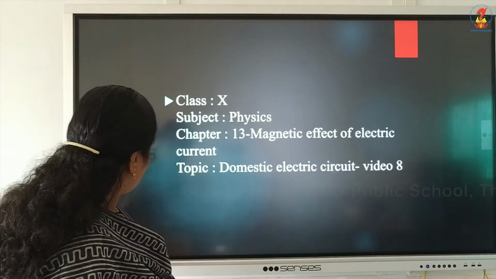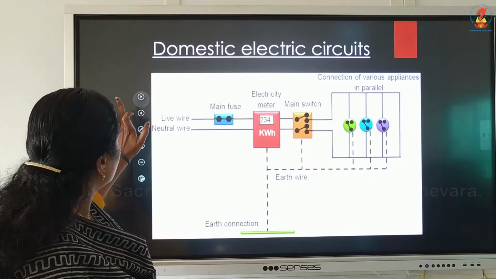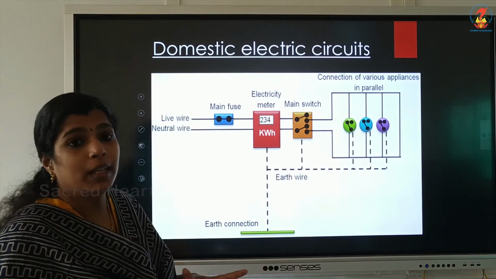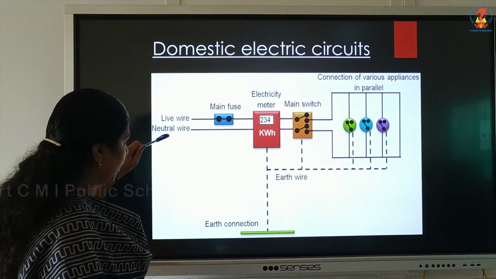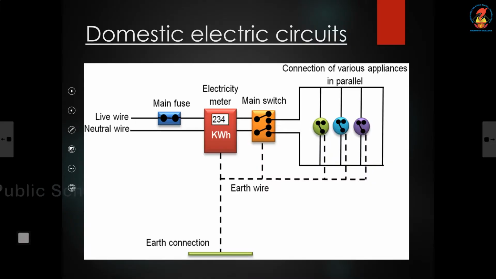This figure shows the diagram of a domestic electric circuit. So, two wires will be there: one is a live wire and the other is the neutral wire. The live wire will pass through the main fuse, then through the energy meter, then through the main switch. From the house we will provide the earth connection to the main electricity meter and the main switch. Then individually we will connect all the appliances in parallel connection.